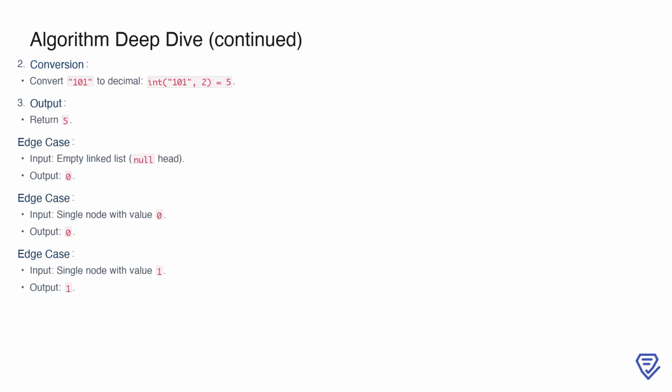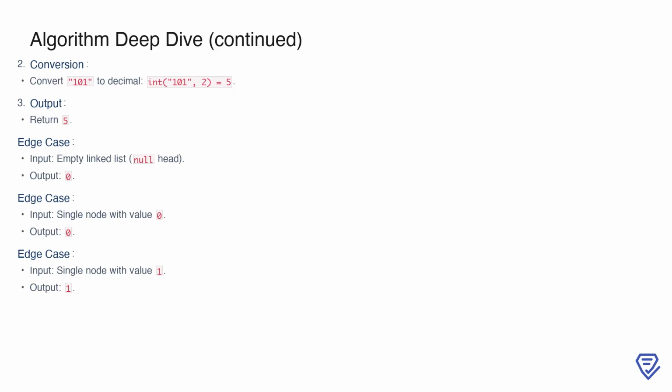With the binary number now represented as the string 101, we move to the conversion step. Using int("101", 2), we convert this binary string into the decimal integer 5. This value is then returned as the output.